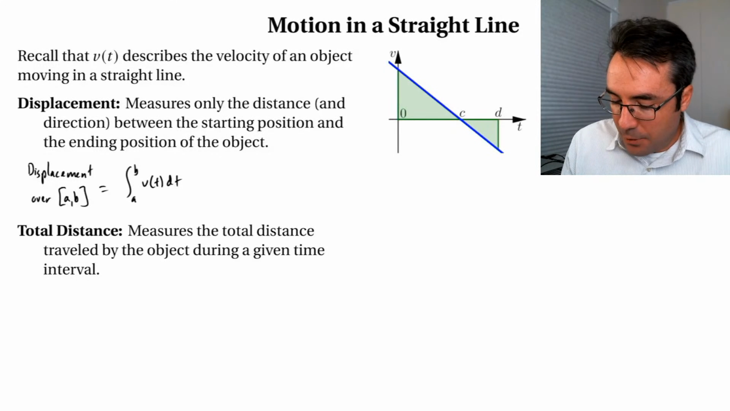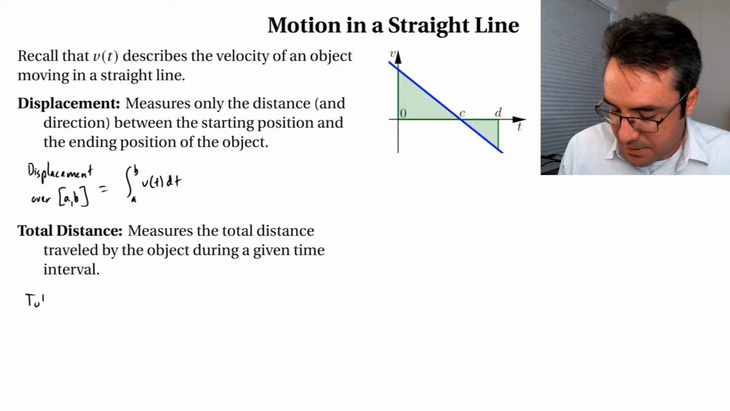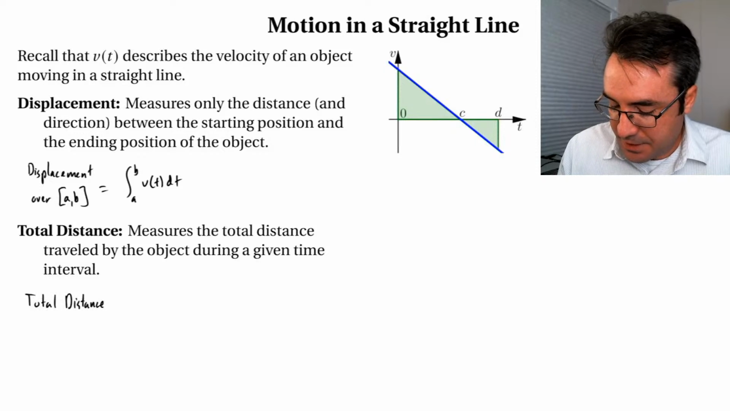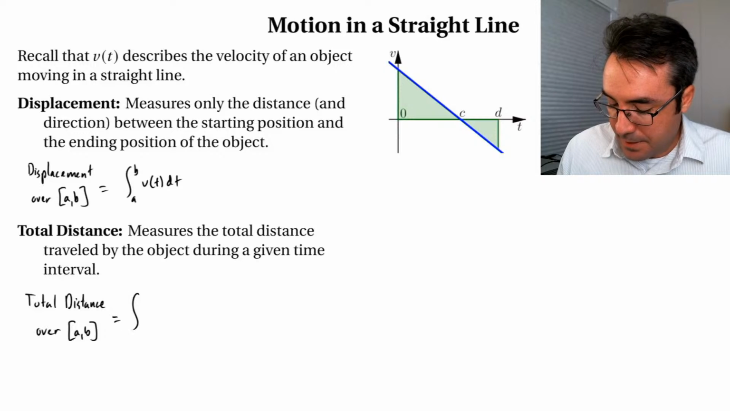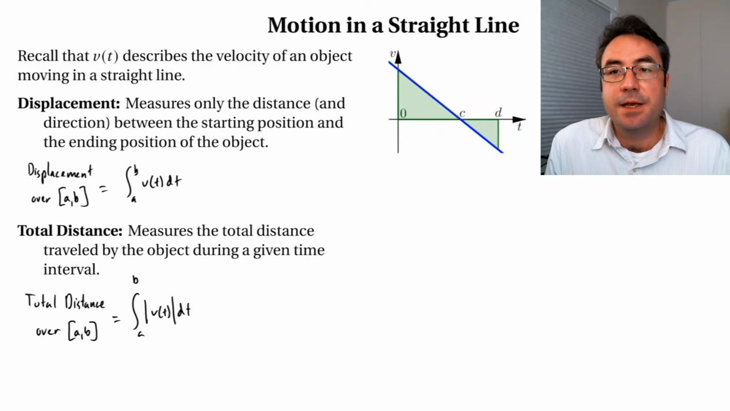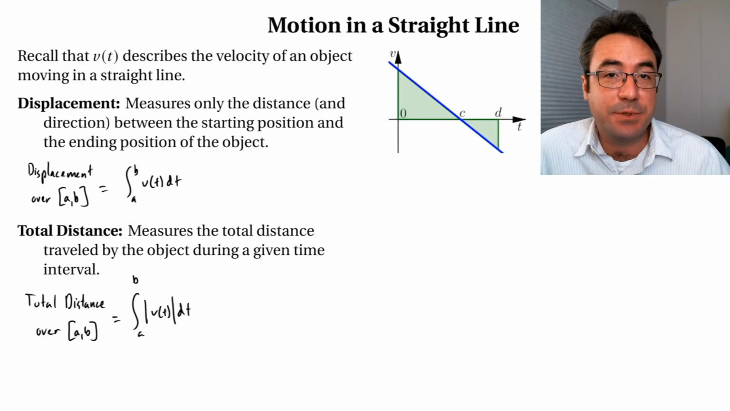And so how we calculate this is a little bit different. Still related to the integral, and it's still related to the integral of our velocity function. The only difference is we have an absolute value sign.